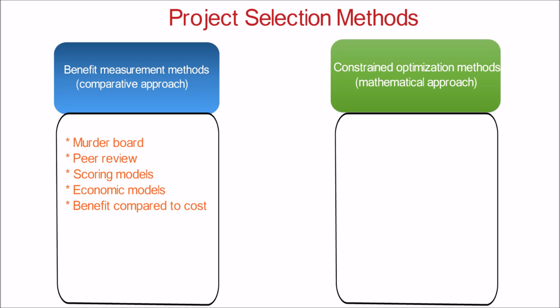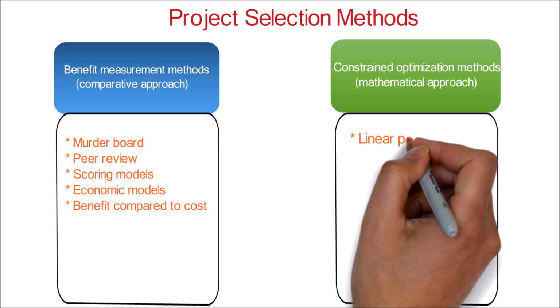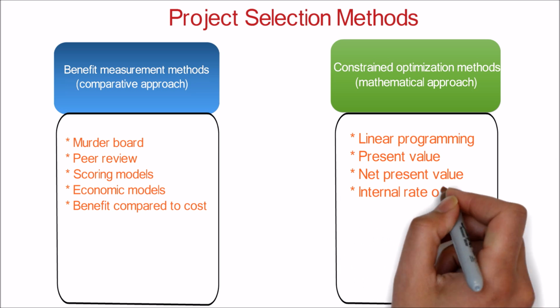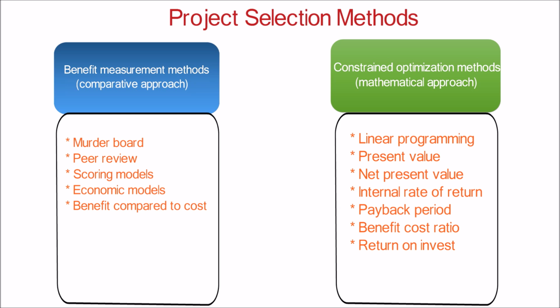Benefit compared to cost. Cost-benefit ratio, as the name suggests, is the ratio between the present value of inflow or the cost invested in a project to the present value of outflow, which is the value of return from the project. Let's look at another approach, constraints optimized method.